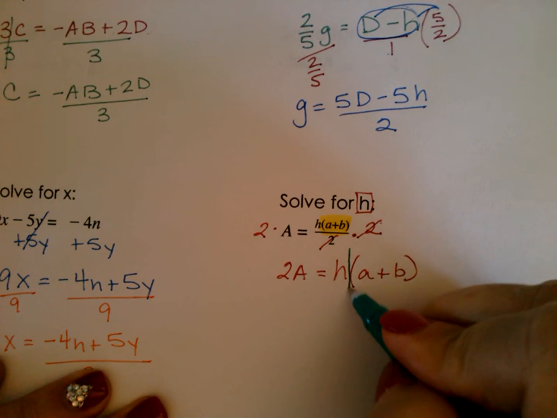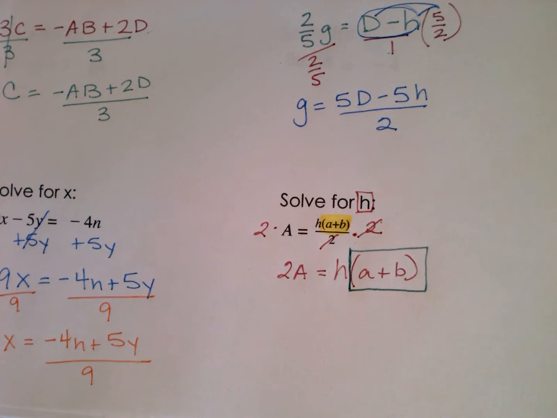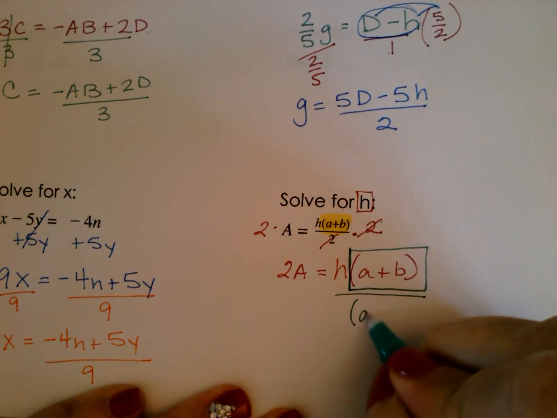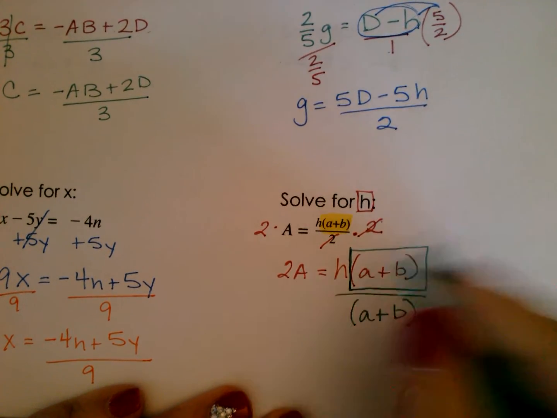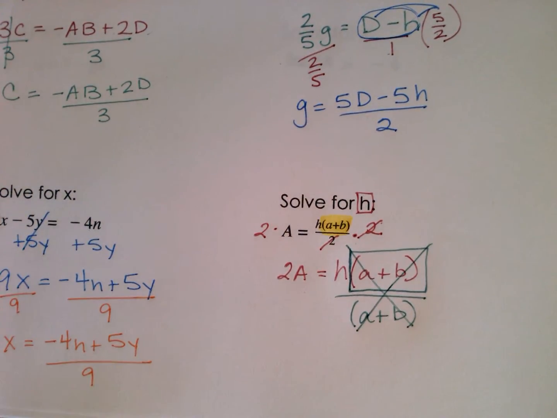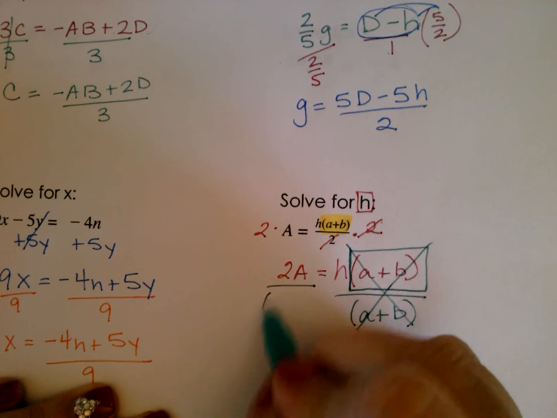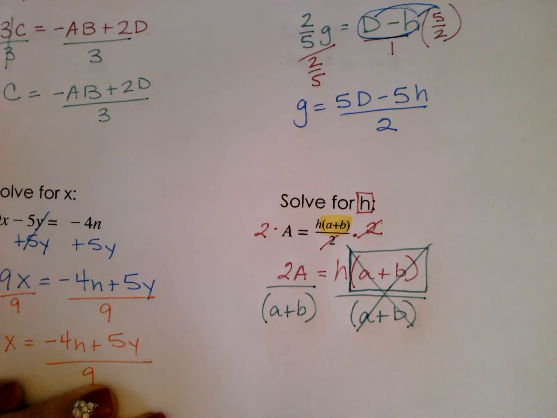It has to travel as a group. So if I just think of this as h times a group, or h times a variable, how would I get rid of the variable or the group? I would simply divide by the whole group. So if I divide by a plus b, I've eliminated the whole group on that side of the equal sign. If I divide by a plus b here, I need to divide by a plus b on this side.